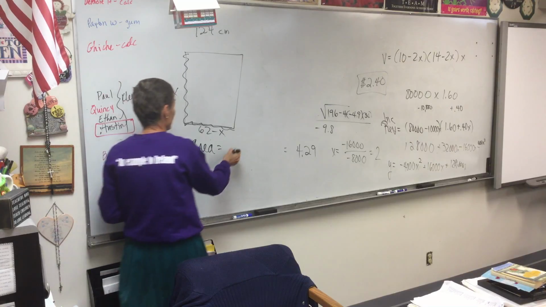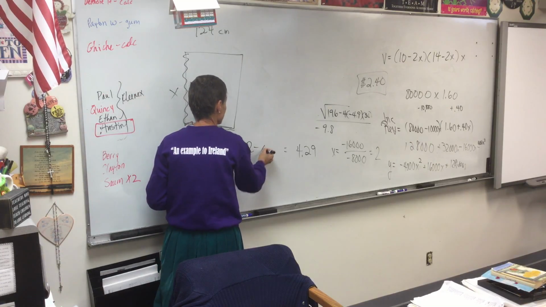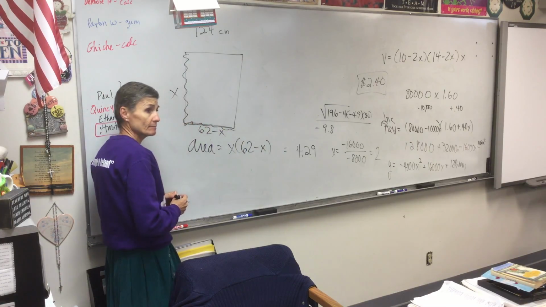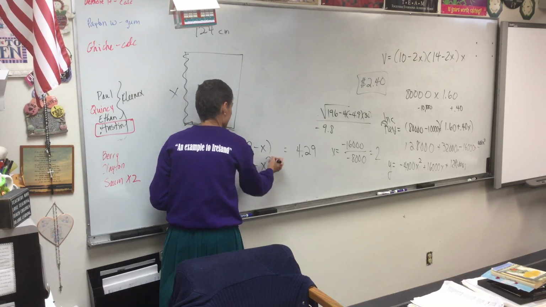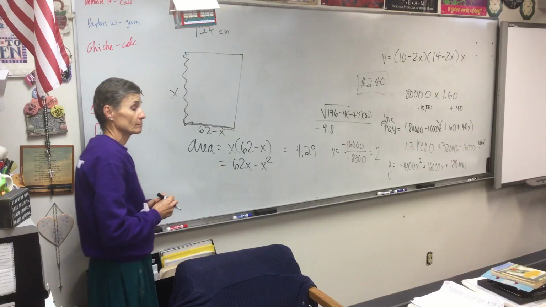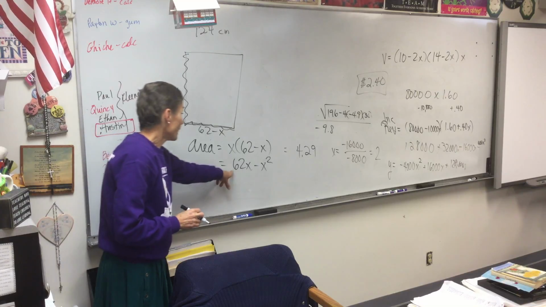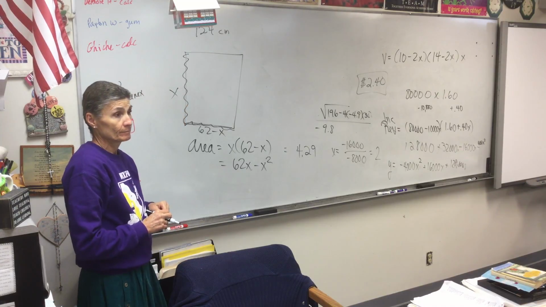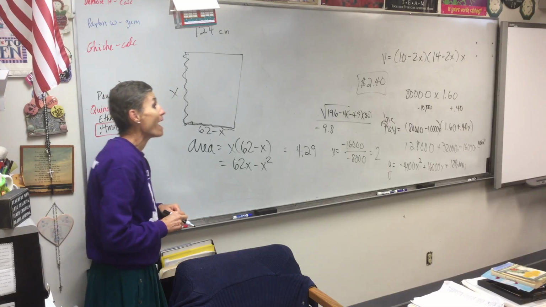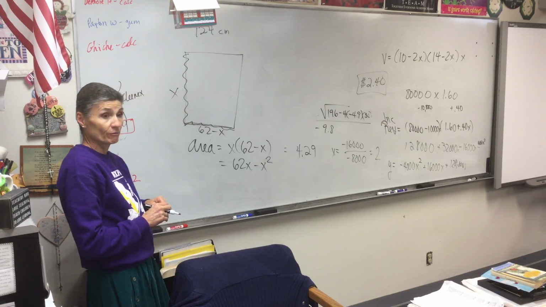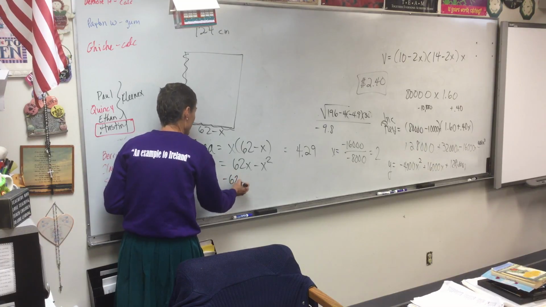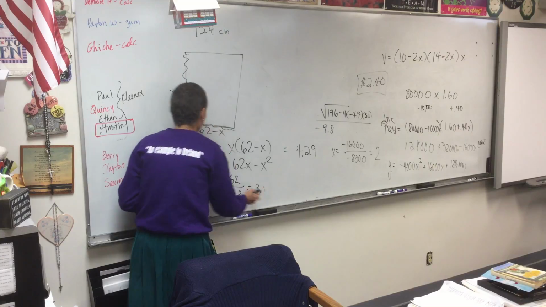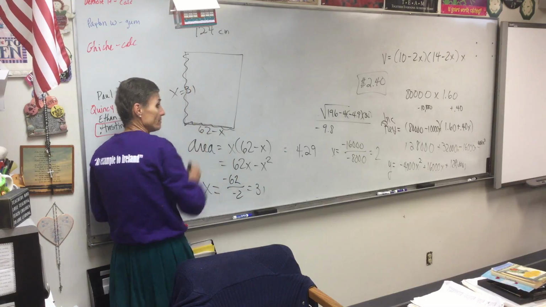So my area is simply X times 62 minus X, or 62X minus X squared. What kind of an equation is that? Quadratic. I want the maximum, so I want the vertex. So x equals negative b over 2a. So x is 31.